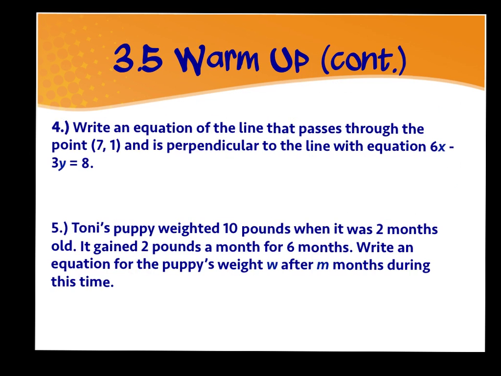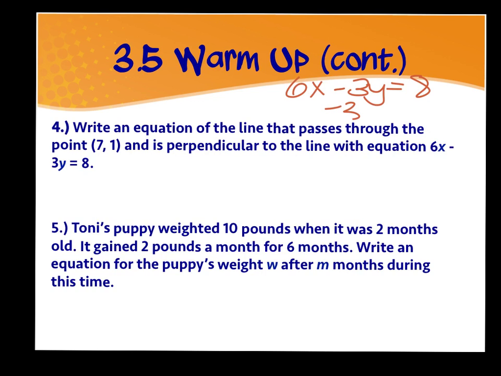Okay. Number 4 says write an equation of the line that passes through the point (7, 1) and is perpendicular to the line with the equation 6x - 3y = 8. Now if it's perpendicular, what's true about these slopes? Opposite reciprocal. Okay, but it gives you a point again, so I'm still going to plug it into point-slope, but this time I want to use 6x - 3y = 8 to get the slope. What's one way to do it? How do you find that slope?